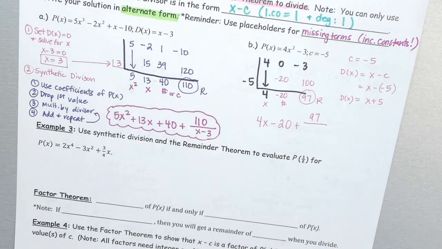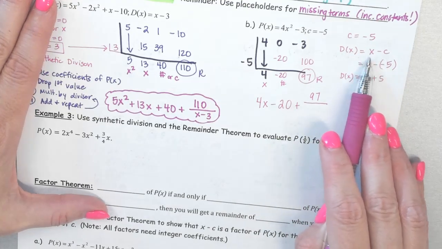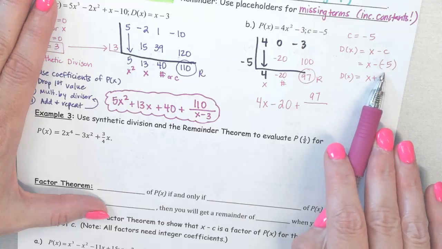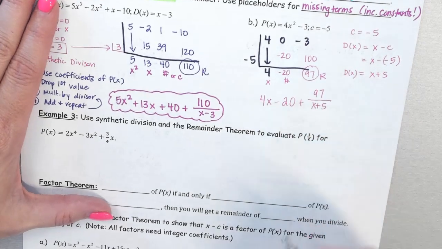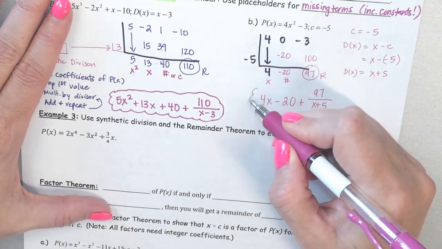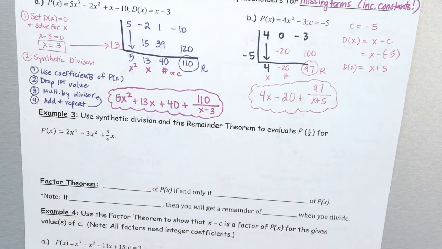Okay, are you going to have to do that whole process every time? No, but this is where it comes from, right? If c is negative 5, and we know d of x is x minus c, we just plug in negative 5 for c, minus a negative turns into a plus, so the divisor is x plus 5. That's going to go underneath our remainder. Okay. Did you guys understand?